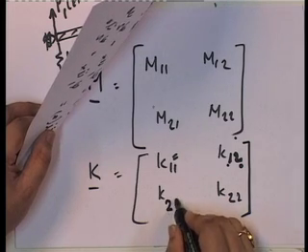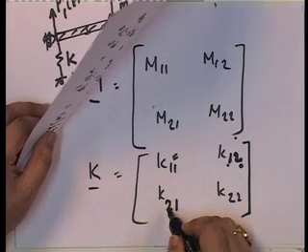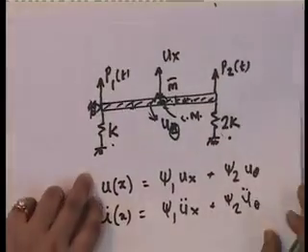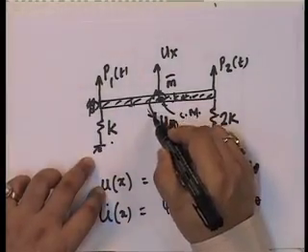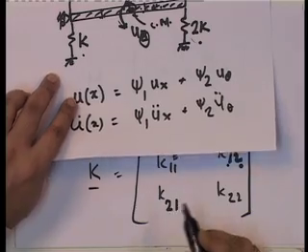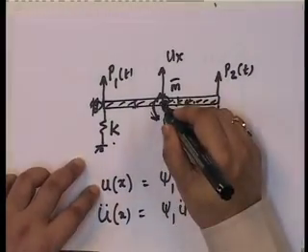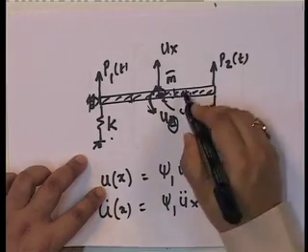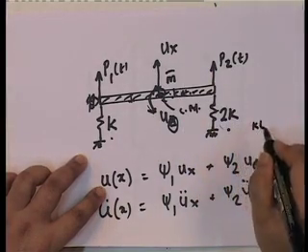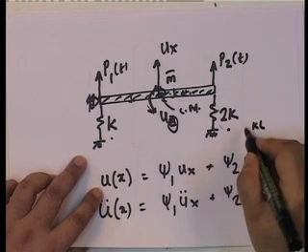What is k21? k21 is the force corresponding to degree 2. In this particular case, what is degree 2? Rotation. What is the force? Moment. So, it is the moment due to a unit displacement here. Let us look at the unit moment that we get here. You see, if I put a unit displacement here, what do I get over here? I get kL. kL which way?